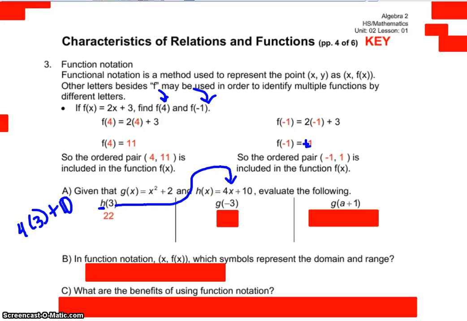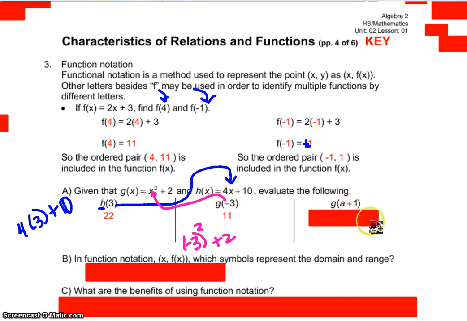This next one is g of negative 3. So negative 3 is going to go to the first equation, or the first function. Negative 3 is going to go over here. Now you got to be careful, because that negative 3 needs to go in parentheses before you square it. And then you say plus 2. And when you do that, you should get 11.